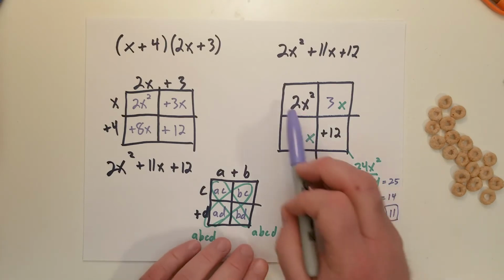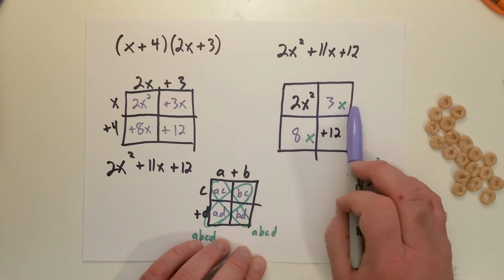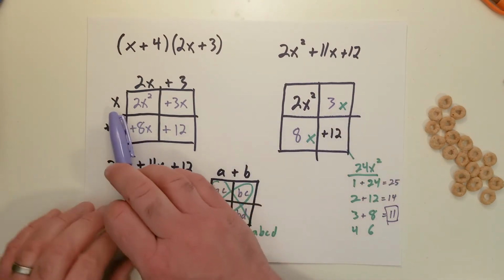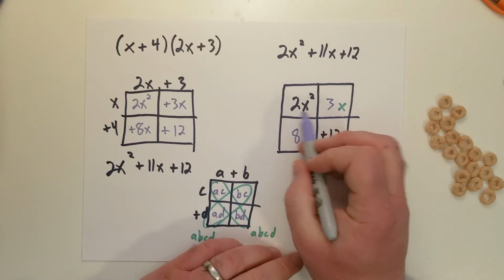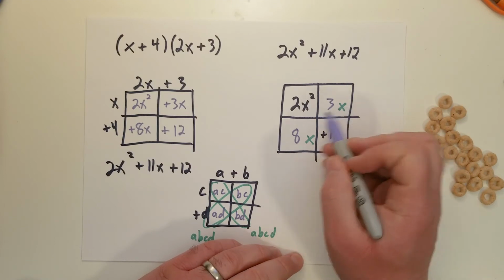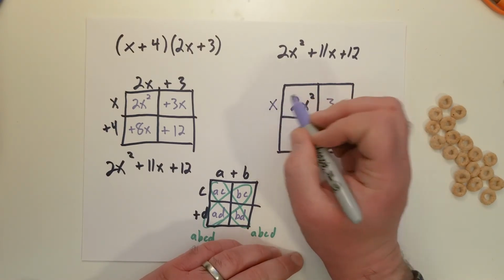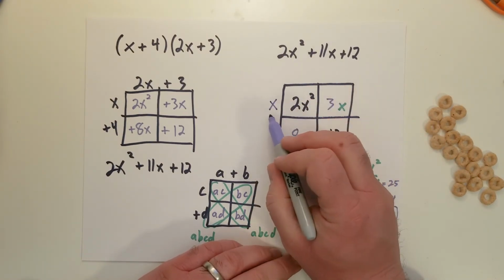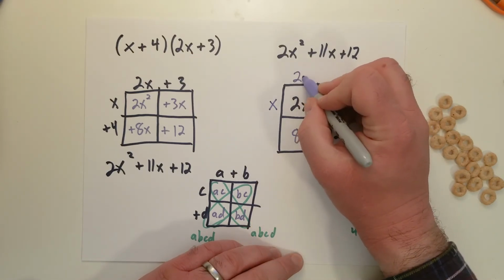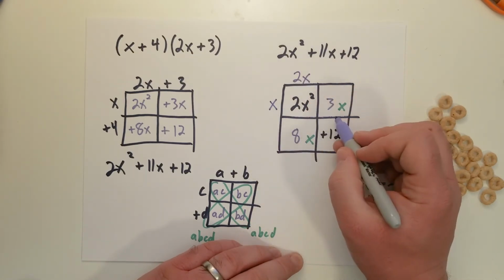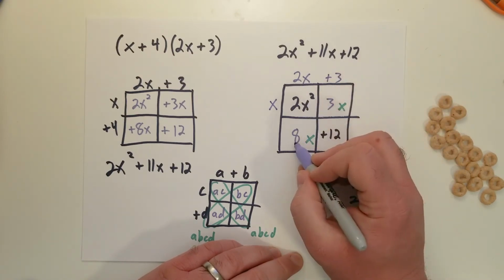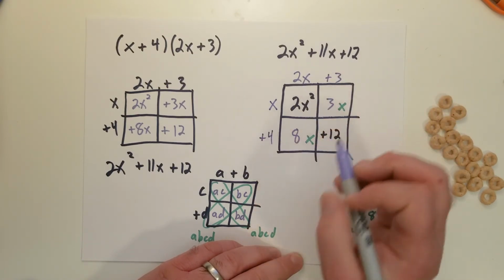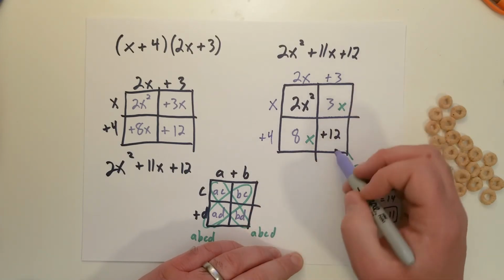What we're going to look for now is the greatest common factor of this top row, because this number here multiplied through there. There's no numbers in common other than a 1, but there is an x in common. And then we just say what times x gives us 2x squared? Well, that's a 2x. What times x gives us 3x? That's just a 3. What times 2x gives us 8x? That's a positive 4. And just to check, 4 times 3 equals 12.